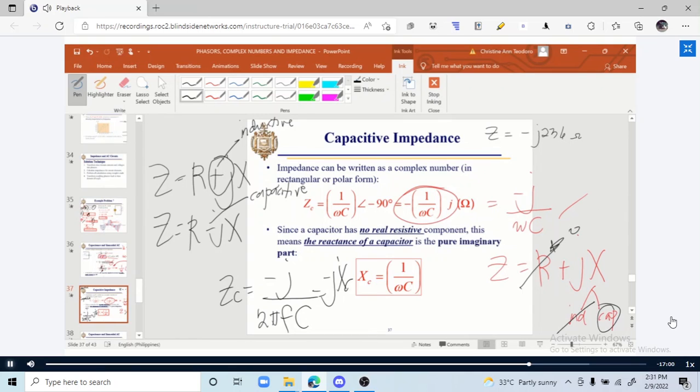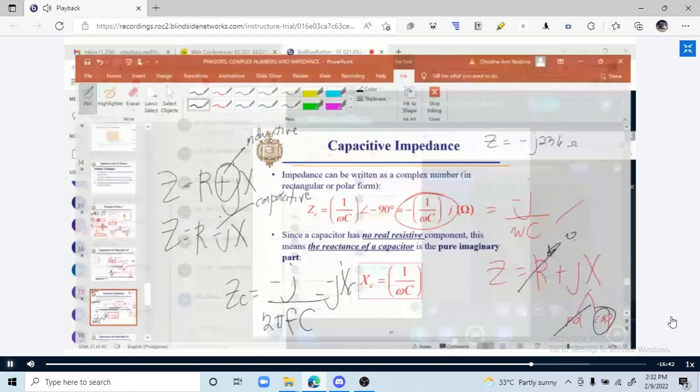What is this one? Purely inductive or purely capacitive? What is your load then? What composes a certain impedance if it is just negative J 236? Capacitive, inductive.